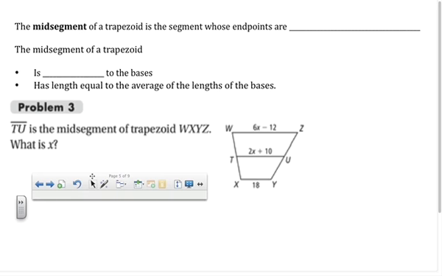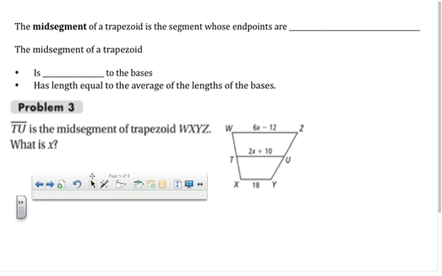Okay, last chapter, way back in chapter 5, we talked about the mid-segments of a triangle. I'm going to refresh your memory on that. The mid-segment of a triangle, remember, was formed by connecting the midpoints of two sides. Remember that the mid-segment of a triangle was parallel to the third side. Remember that the mid-segment of a triangle was half the length of the third side.